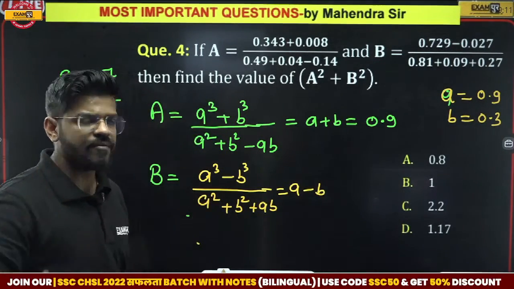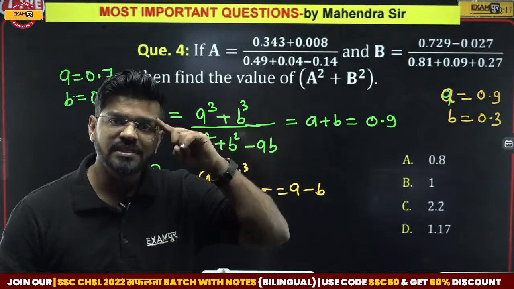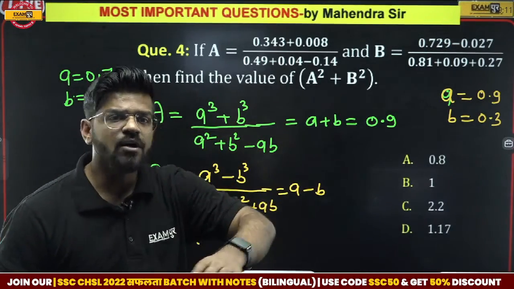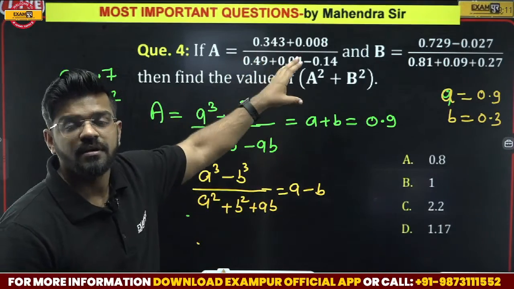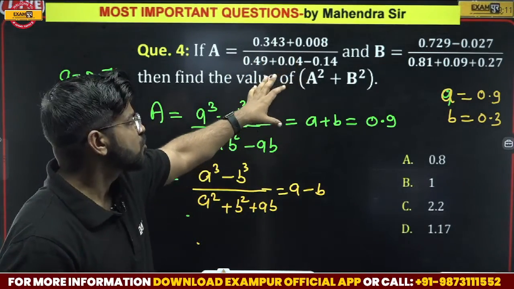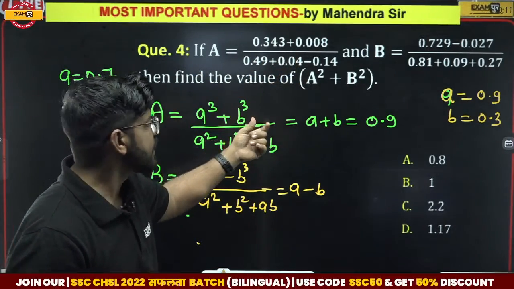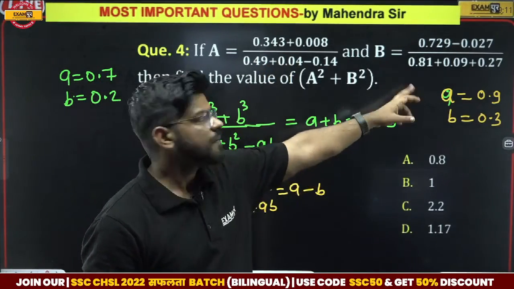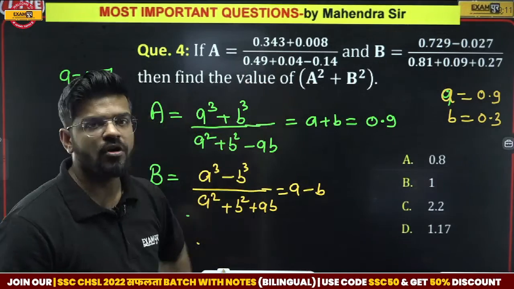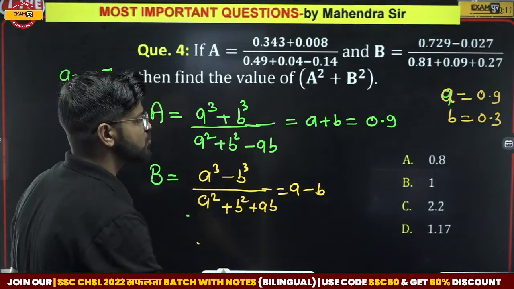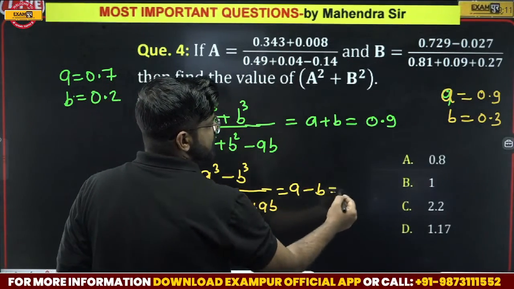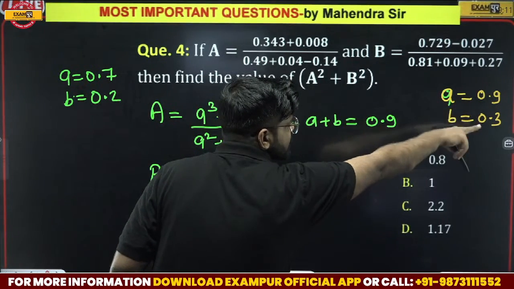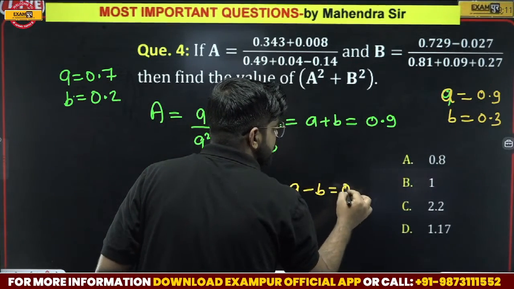You should not have to write that much. You just have to figure out which formula is going to be applied here. So I have figured out that a plus b should be the answer for the first and a minus b should be the answer for the second, and then finally I have to solve a square plus b square. So a minus b is nothing but 0.6.